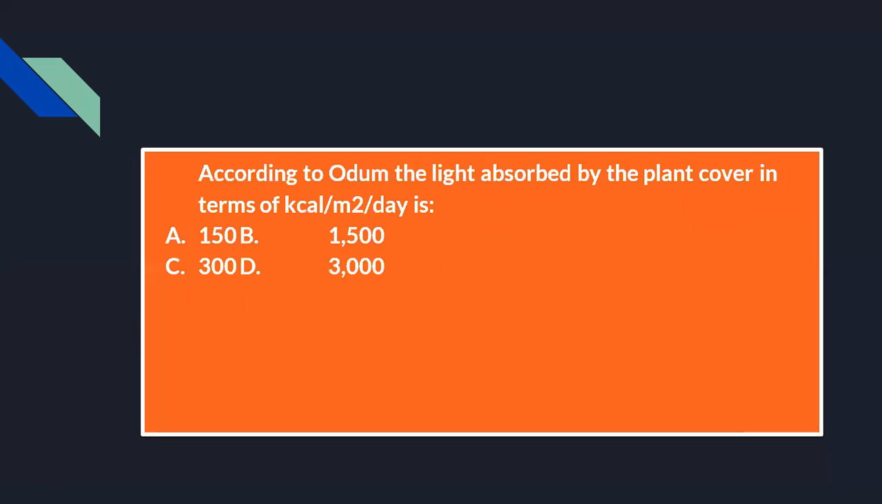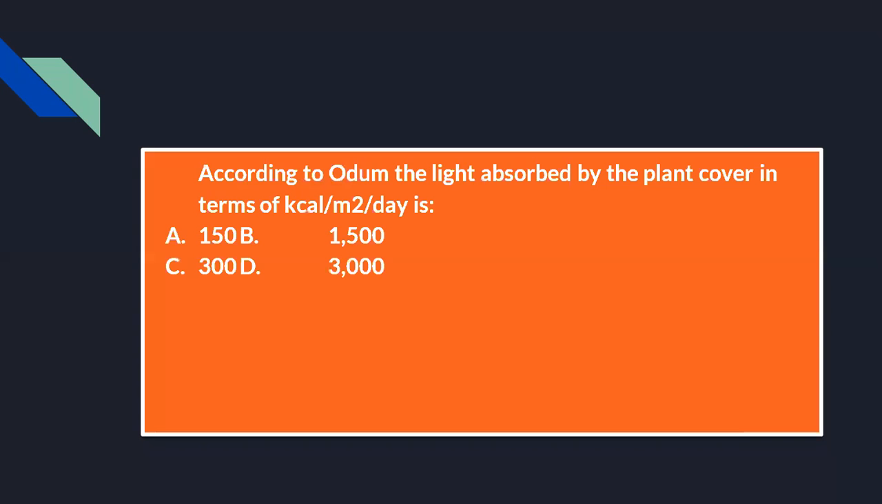Next question, again a factual question. According to Odum, the light absorbed by plant cover in terms of kilocalories per meter square per day is how much? It is a factual question, so you have to remember it: the answer is 1500 kilocalories per meter square per day of light absorbed by plant cover, according to Odum. Next, this is the last question.